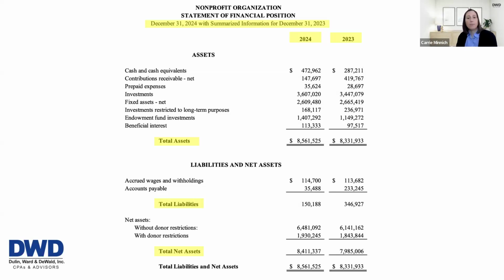So let's dig down. Oh, one other thing here. When you're looking at your statement of financial position, if your total assets do not agree to your total liabilities plus your total net assets, your statements are wrong. You might as well not even look at them because there is something wrong. These two balances have to agree. If they do not agree, then your financial statements are incorrect. So that's the first thing to look at there.